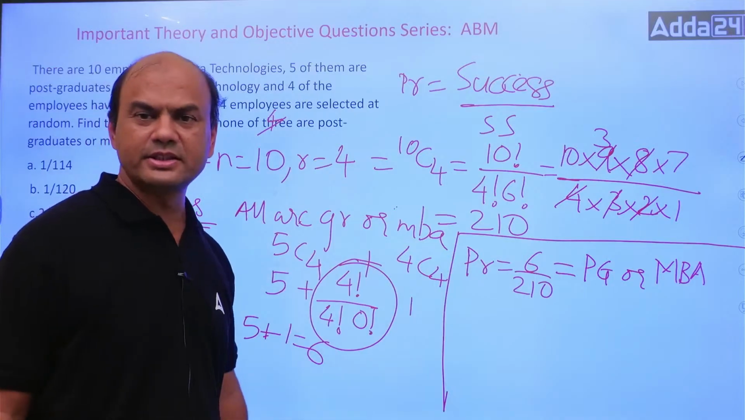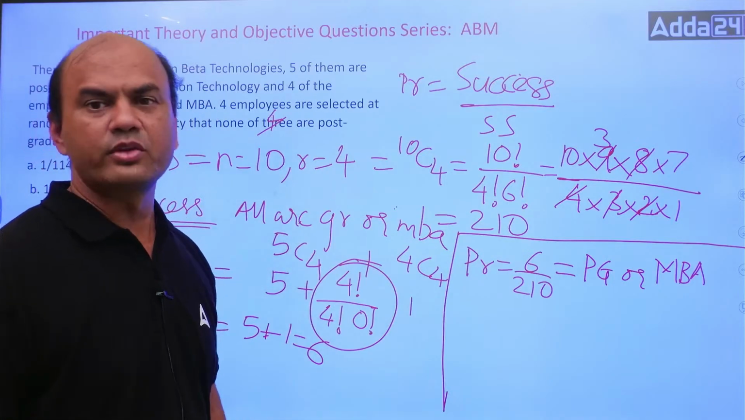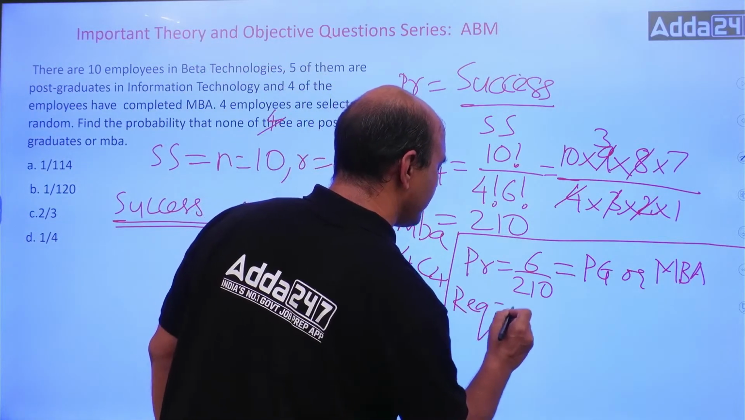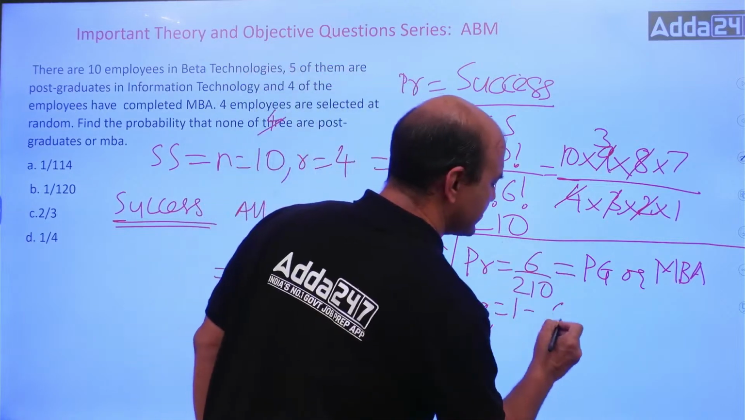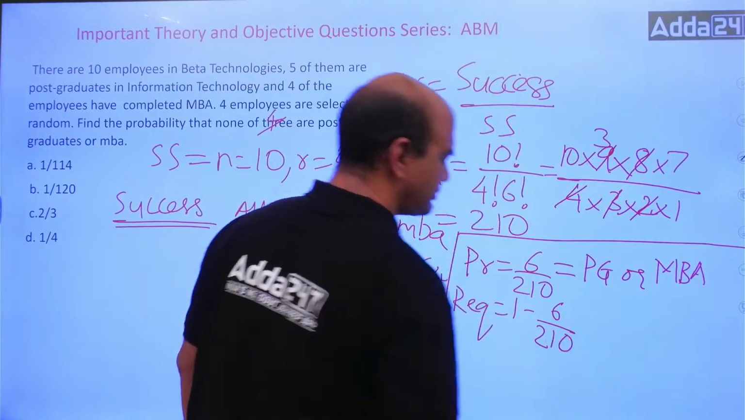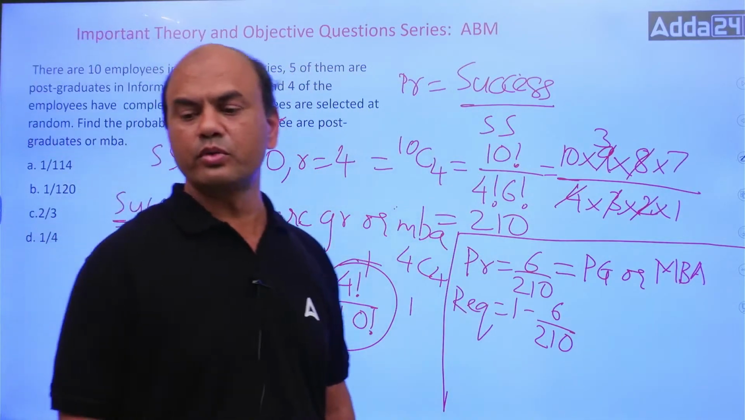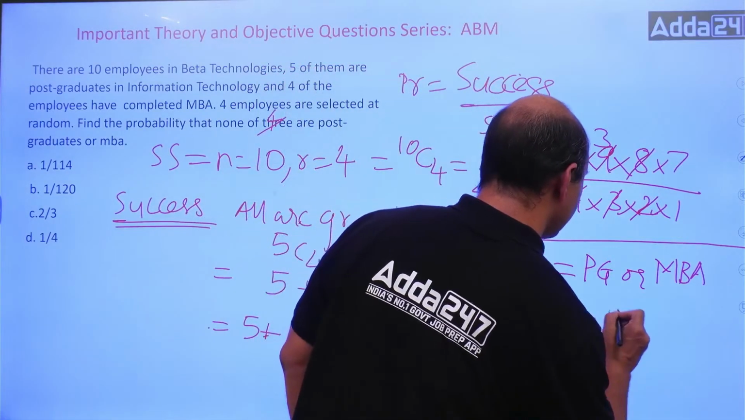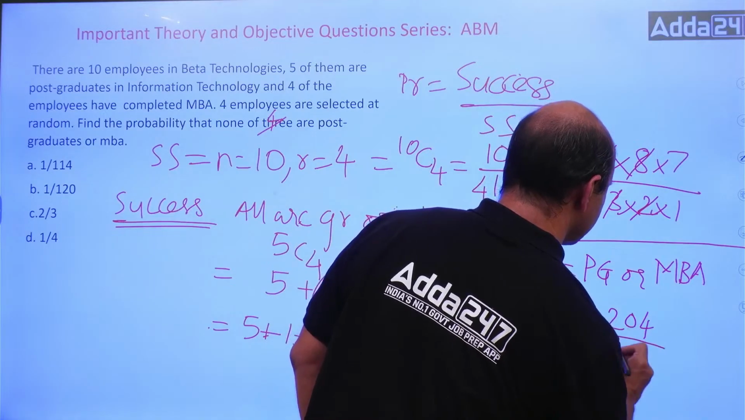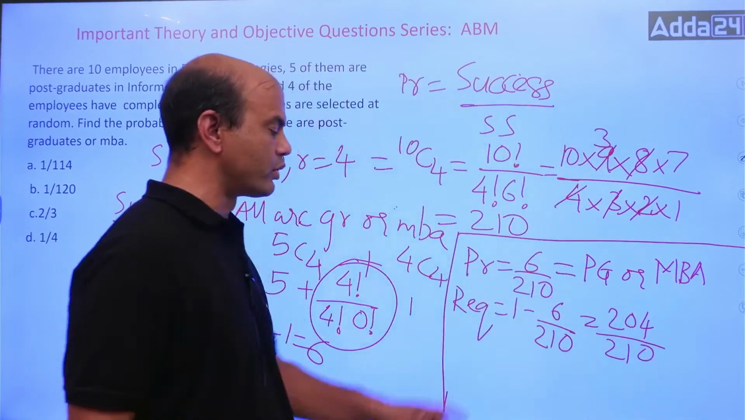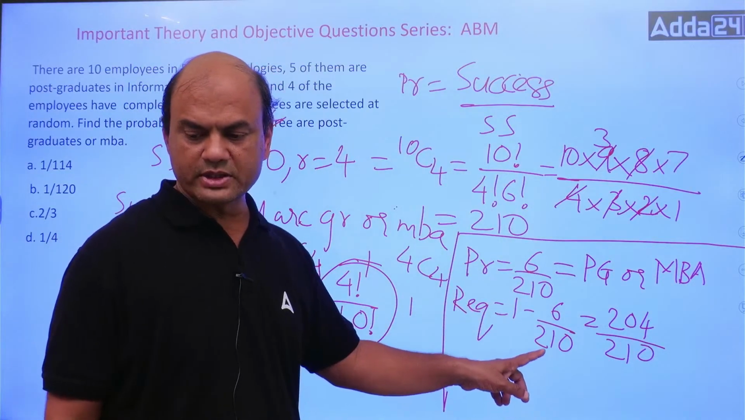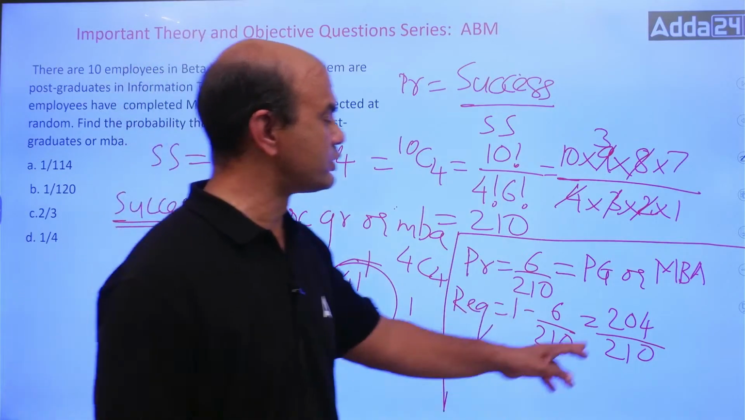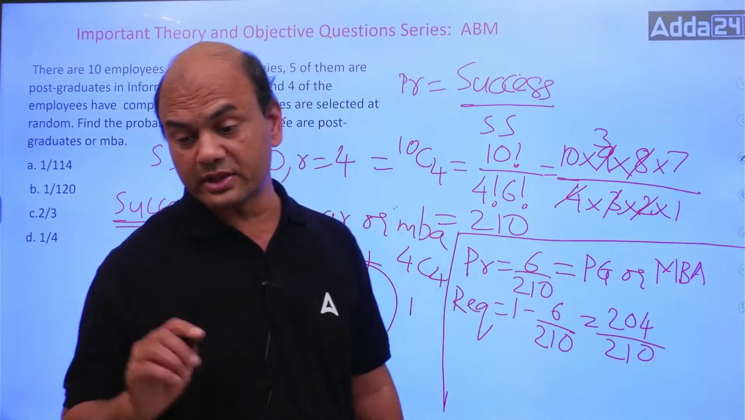So what will you do in this case? This is a complementary event. In a complementary event, what do we do? The required probability equals 1 minus this, 1 minus 6 upon 210. So 210 minus 6, 204, divided by 210. How is this 204? 210 into 1, minus 6, upon 210. So you get this 204 upon 210. So this is your answer.